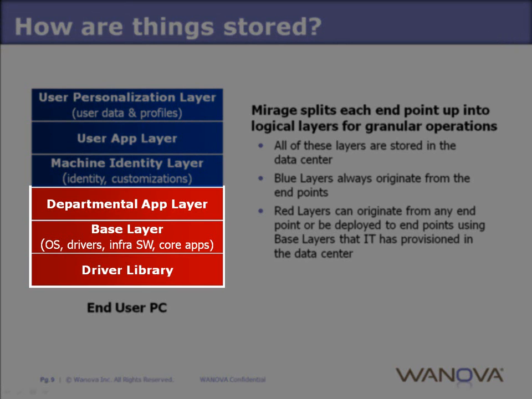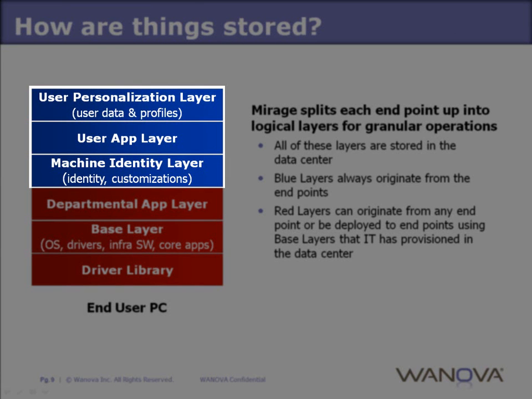These layers would include drivers, the operating system, core applications, and possibly departmental applications. All of these layers can be delivered to an endpoint using Mirage. The top 3 layers, in blue, are defined by the end user and involve their machine customizations, user-installed applications, user data, and user personalizations. These are the things that make their laptop their laptop.